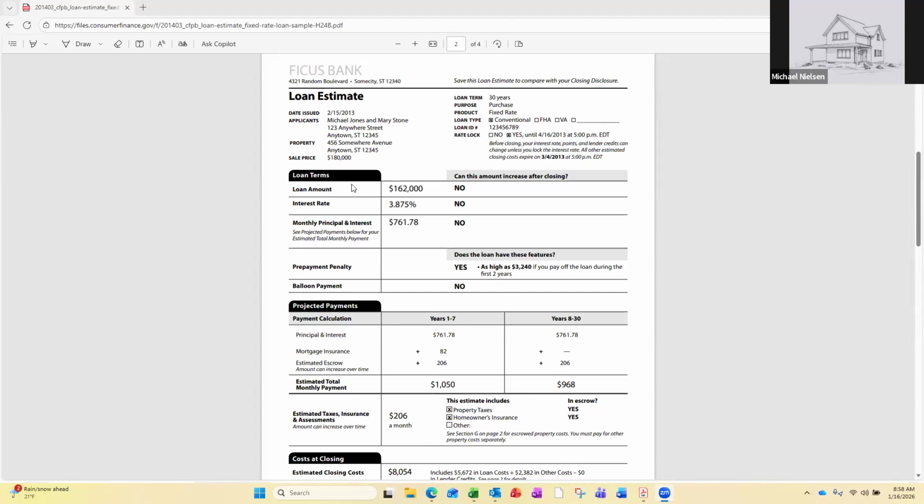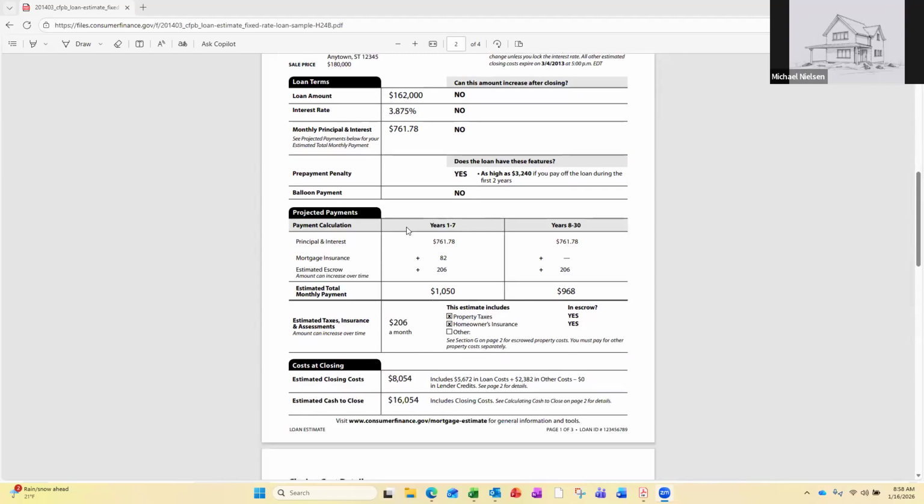So down to the first bucket, you got your loan amount, interest rate, monthly principal and interest. Tells you if it can change or not. If there's a prepayment penalty, most loans are going to not have one. Same with a balloon payment. And then it goes into a little bit more detail of projected payments, giving you more if there's mortgage insurance, if there's an estimated escrow. There's your total estimated payment for the first 7 years compared to the remaining 8 through 30. And then it has the breakdown of what's escrowed and the estimate.